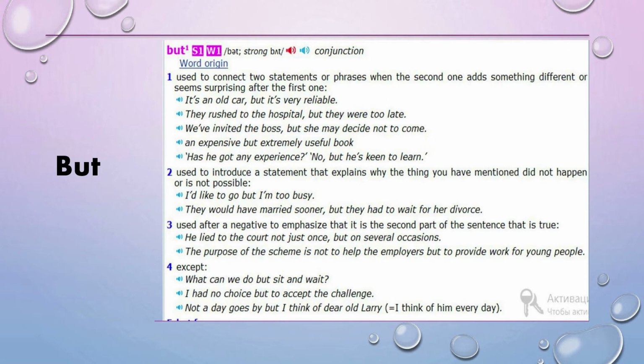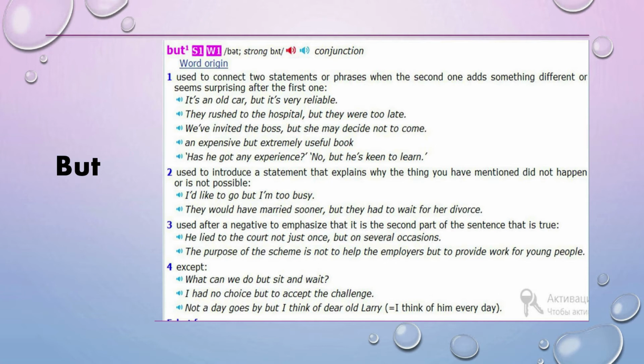Next connector is but. Use it to connect two statements or phrases when the second one adds something different or seems surprising after the first one. For example, it's an old car, but it's very reliable. They rushed to the hospital, but they were too late. We've invited the boss, but she may decide not to come. An expensive but extremely useful book.